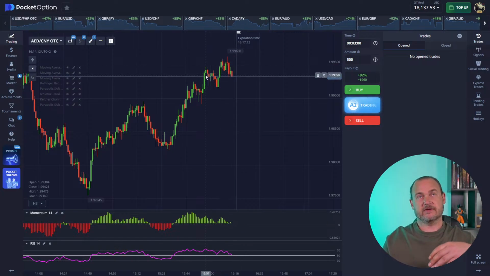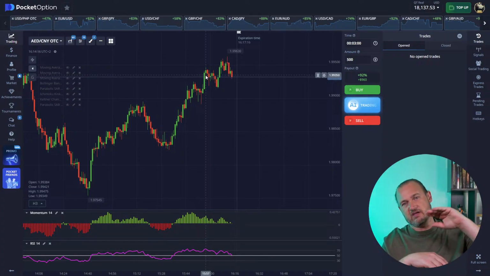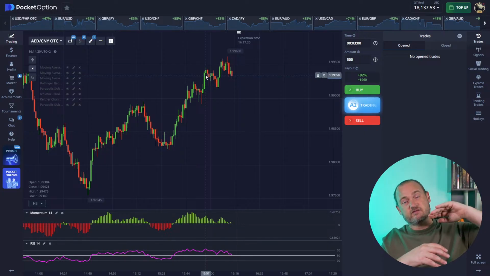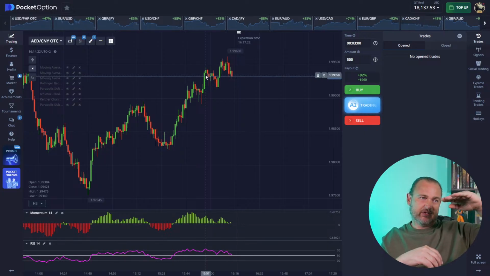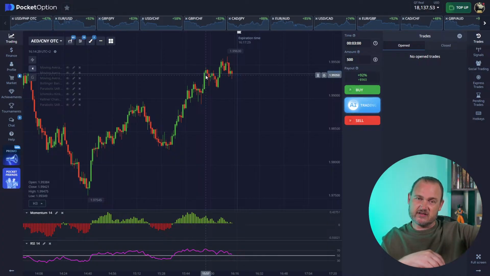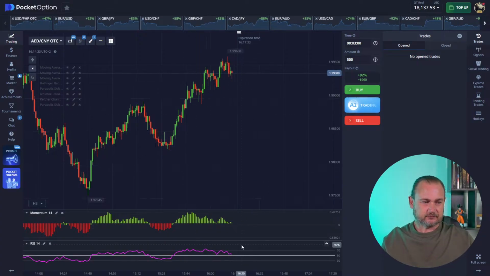Think of it like when you're throwing a ball. That ball will go up in the air, and as it nears its peak, it'll start flattening out a little bit. So when it starts to flatten out, we know that it's very likely that the ball will change direction and come back down, and momentum can show that to us.